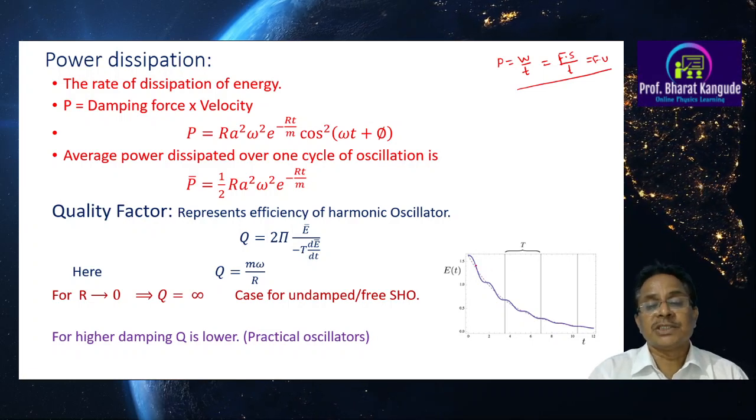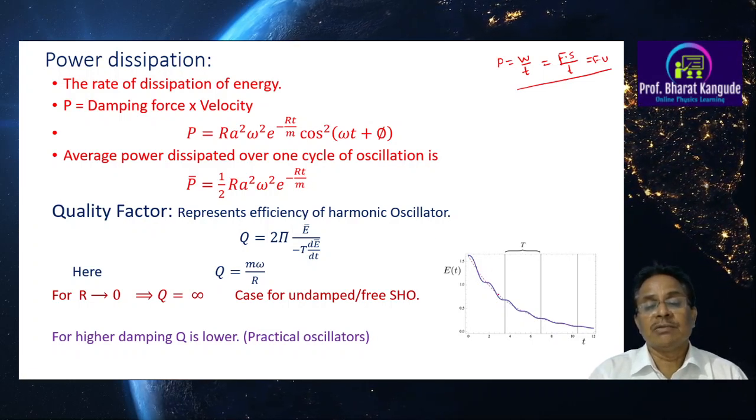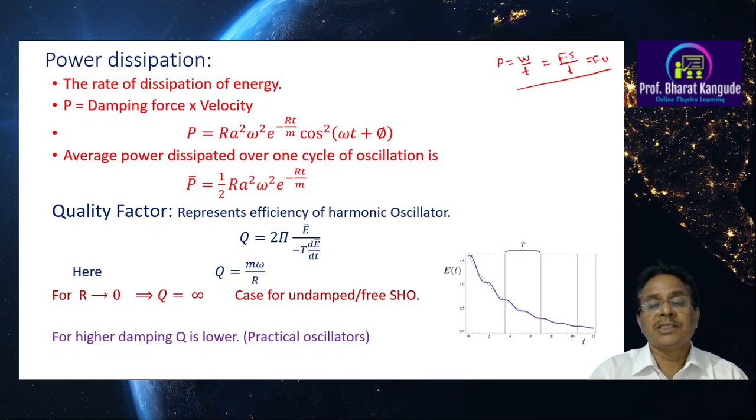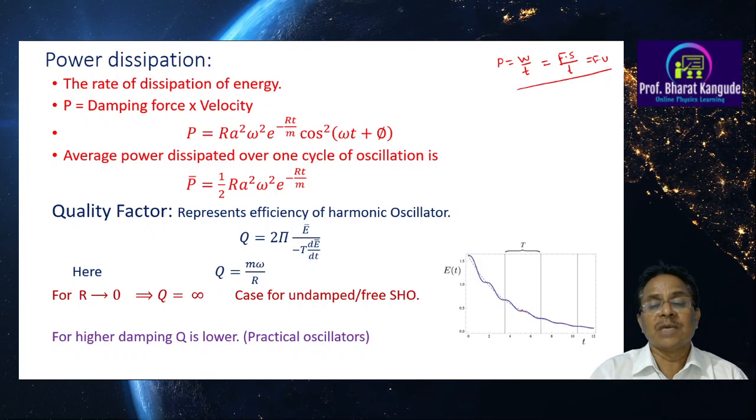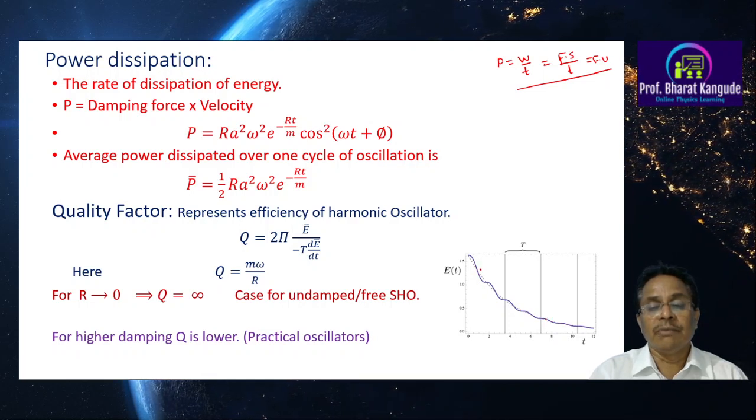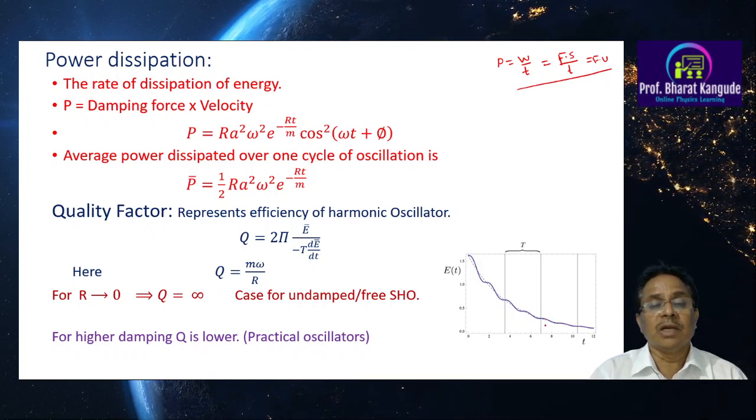This is the same expression which you have drawn there. The smooth curve is the exponential curve, but here this average loss of energy is shown with this type of variation, as shown by this particular curve here.